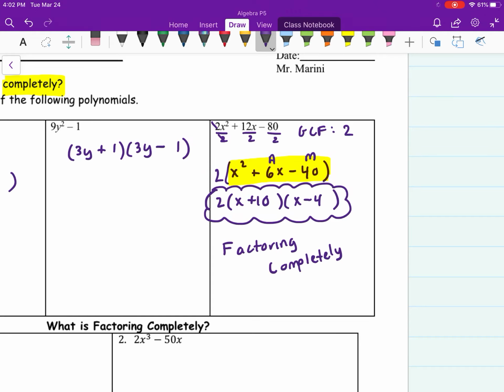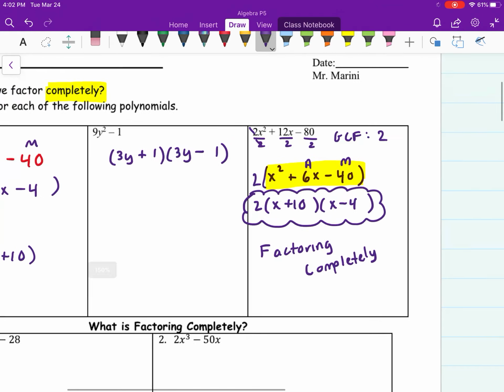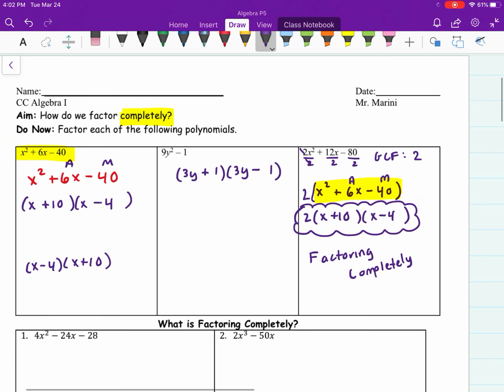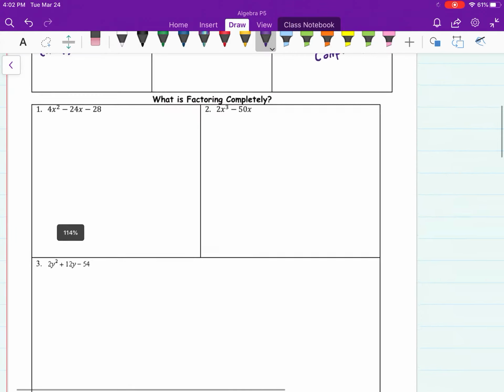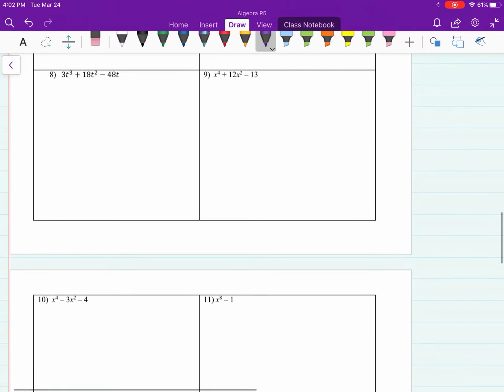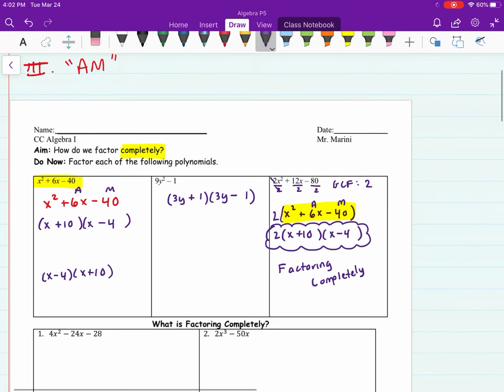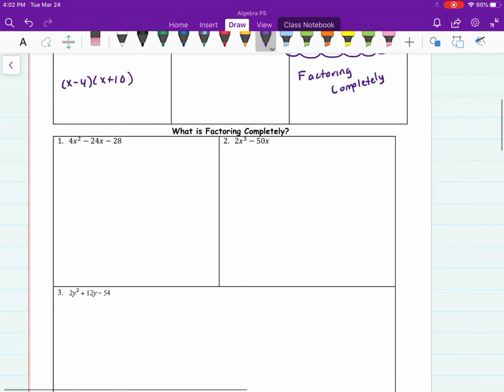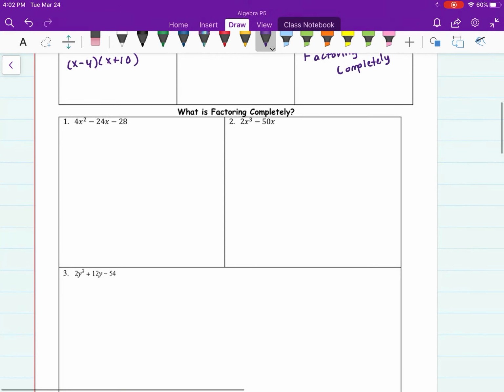Very common question. Mr. Marini, do I have to do that? Yeah. Okay. If you can factor something again, keep factoring it until you can't go anymore. So that's what this lesson is going to be about. I will do 3 examples with you, and then I'll leave you guys to do those, and you can check the answer key and ask me questions in the Google Hangout. All right, here we go.